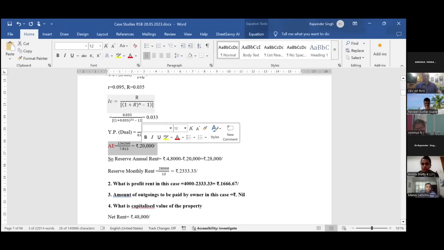Sir, I understood this part. But when we were calculating sinking fund, the formula for IC, we had a lump sum value. We were using IC and finding out what monthly amount we have to invest to get that accumulated amount, correct? So can't we use that same logic here as well?